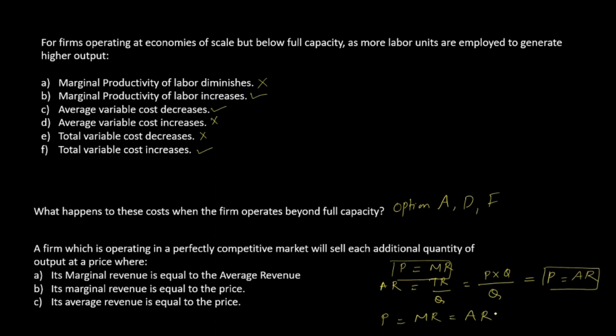Okay. So now let's look at the options. The marginal revenue is equal to the average revenue. This is correct. The marginal revenue is equal to the price and the average revenue is also equal to the price. So all the three options hold good.